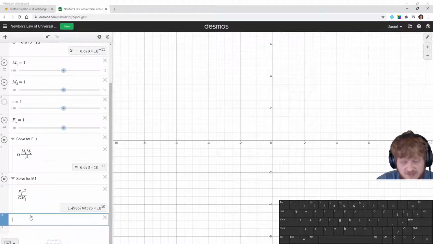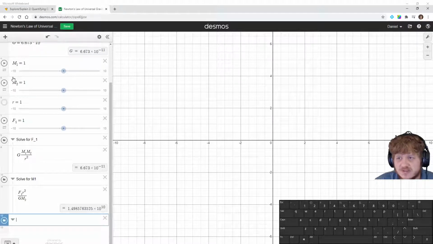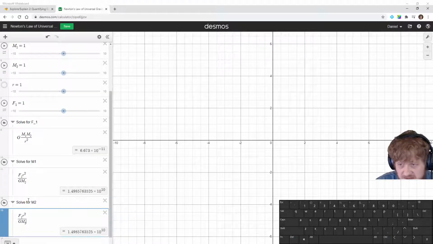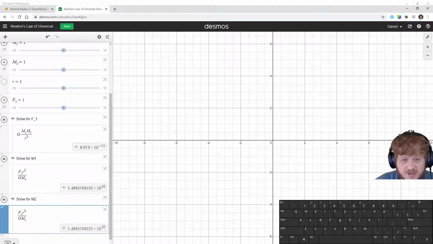All right, so we solve for M1, and then we can basically make a folder similar to this to solve for M2. Which, as you probably know, is the same as this. So we can just copy and paste this, and we can just swap out the 2 for a 1, and we're golden.